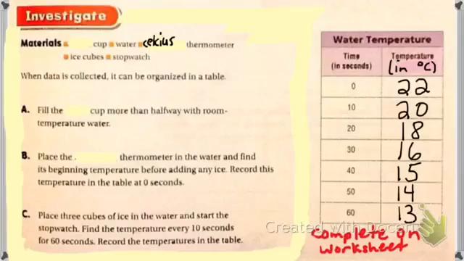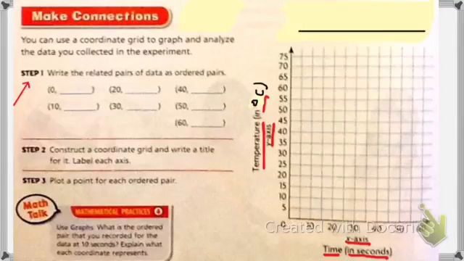So if I go back to my table, I'm going to write my related pairs as ordered pairs. At 0 seconds, the temperature was 22 degrees. So if I go back here for my ordered pair, they give me the 0, and I know that it was 22 degrees. Now you're going to complete the rest of this. You can look back at your chart, and you're going to complete all of these ordered pairs. Please stop the video and do that right now.